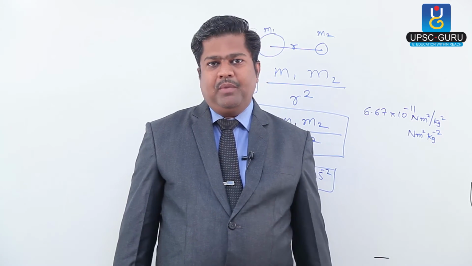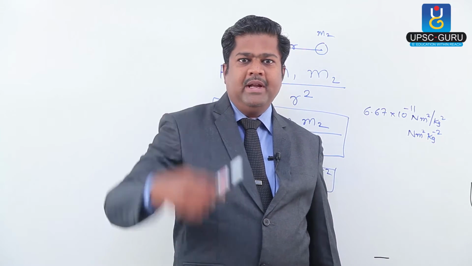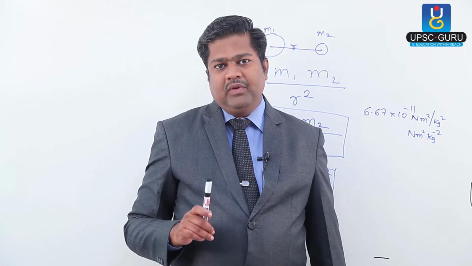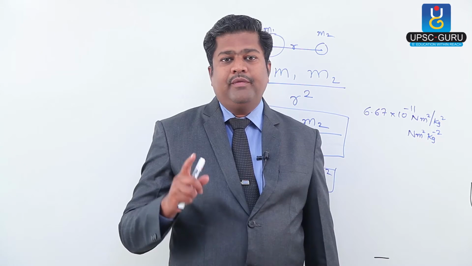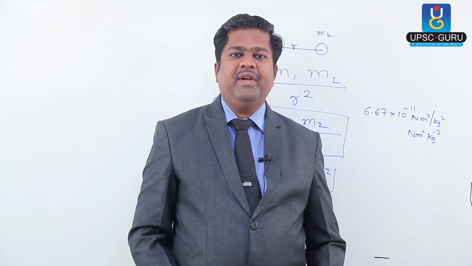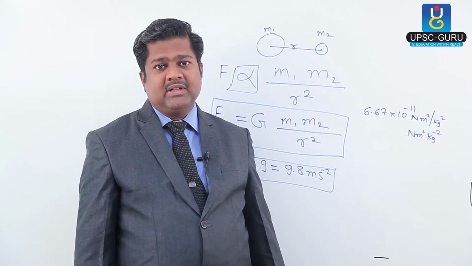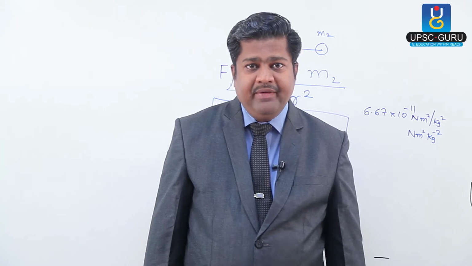So range is important. Suppose I go to the 10th story of this building and drop the pen, then it will drop down again. Why? Because the magnitude of gravitational force is small, but the range of gravitational force is very, very high. So this is about the first two forces we discussed, electrostatic force and gravitational force.